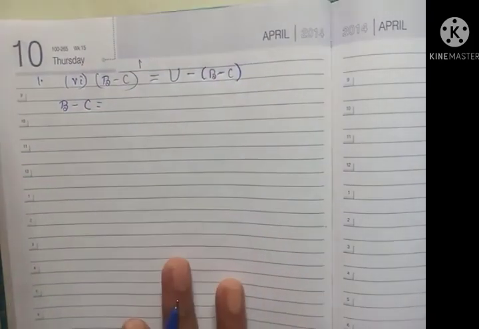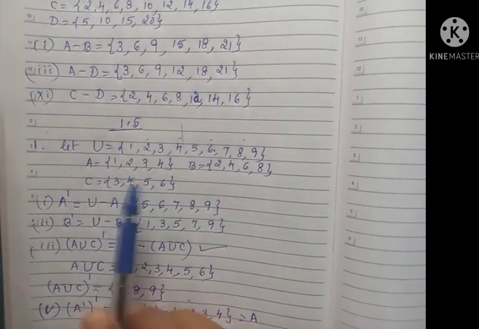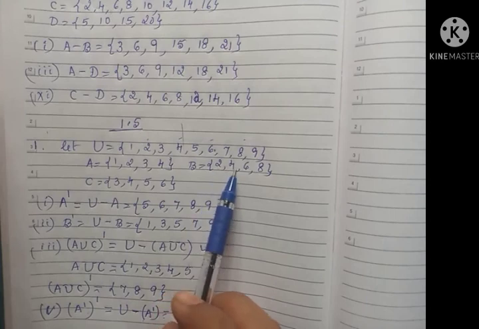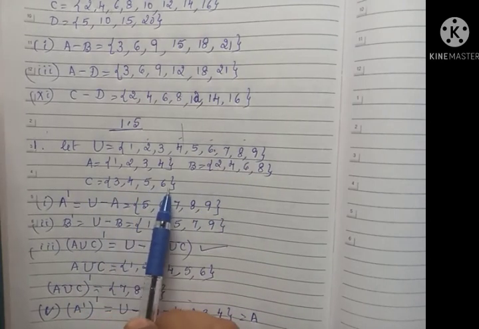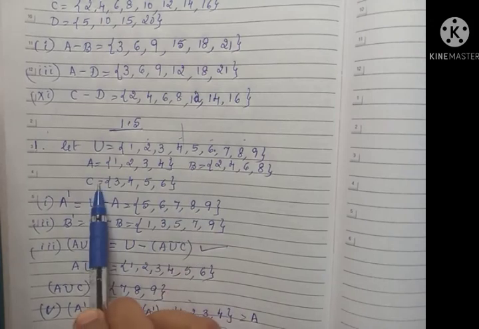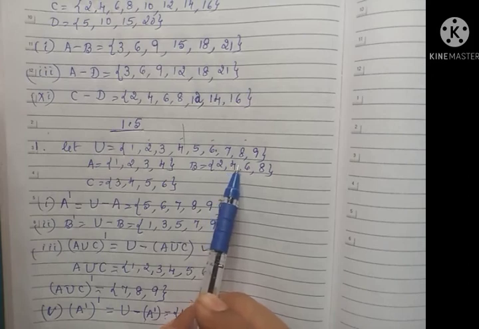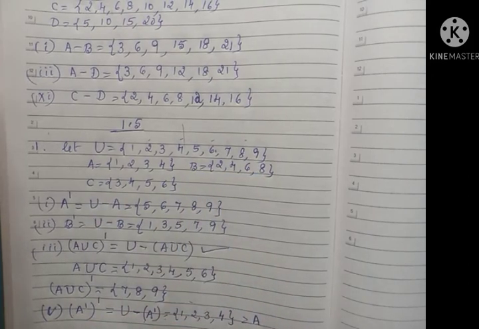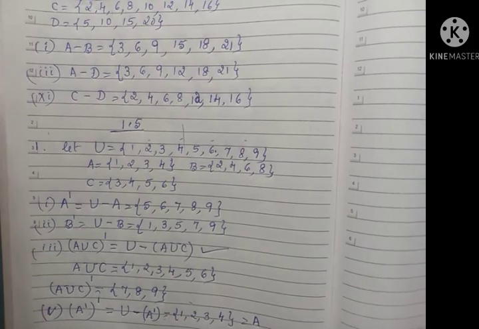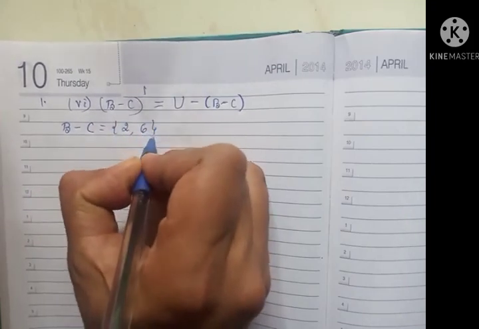So you know the set B. Here I have taken set B as 2, 4, 6, 8 and C as 3, 4, 5, 6. So B minus C is 2, I can write, 4 is there, 6 is there, and 8. So B minus C is, write all the elements of B which are not in C, that is 2 and 6. So I'll write 2, 6.